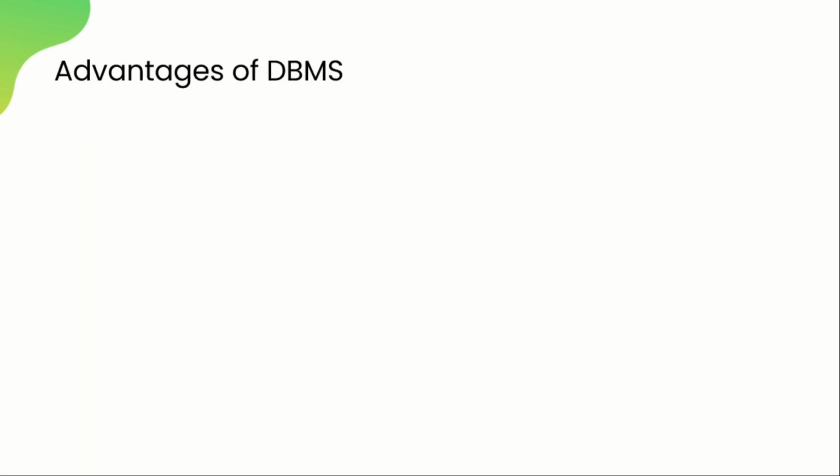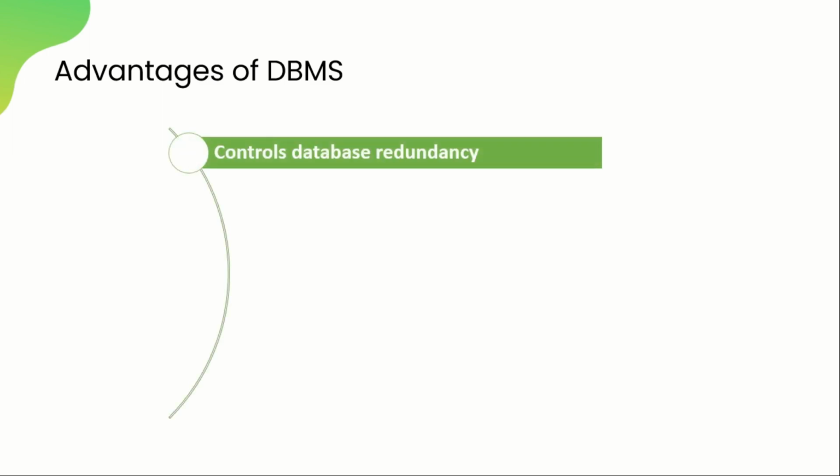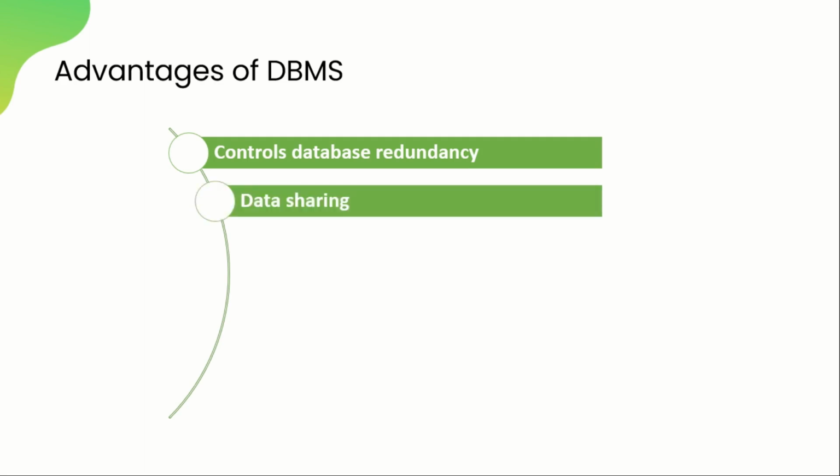Now let's discuss what are the advantages of a database management system. It controls data redundancy, meaning if some data is available in one table, then it won't be available again, meaning one data is present in only one table. Data sharing. The authorized users of any organization can share data among multiple users.